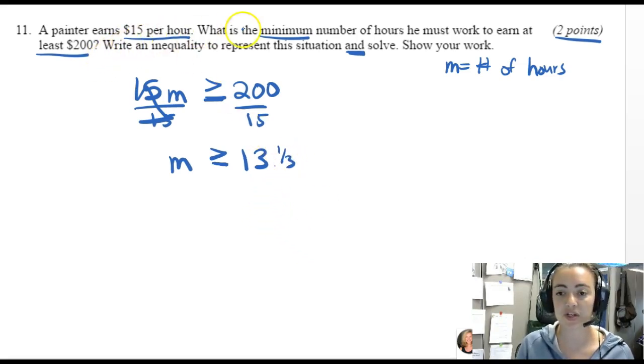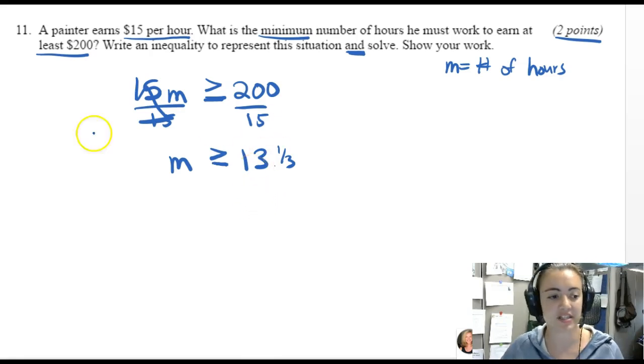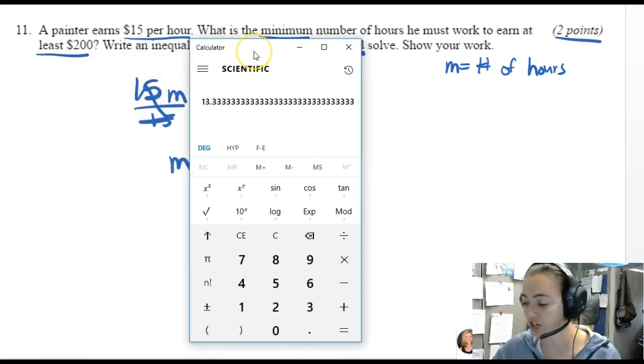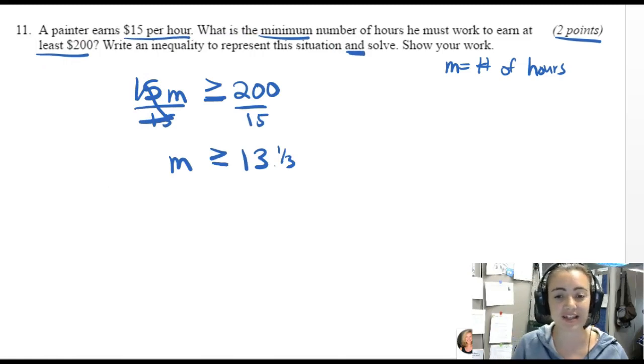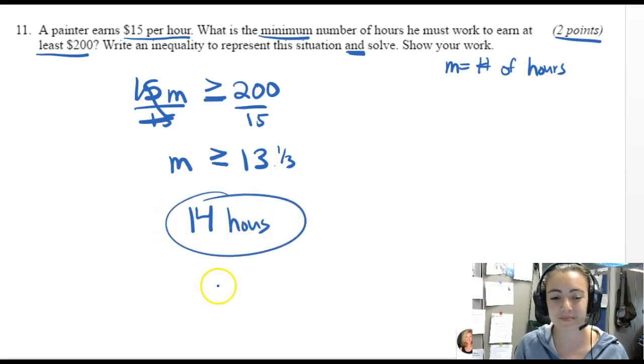Now since it says what is the minimum number of hours that he must work, well, if he works 13 hours, does he make enough money? Let's see. We can think about it, and then you can kind of check. Well, if he works 13 hours at $15 an hour, it's $195. It doesn't quite work, so it looks like he's got to work at least 14, which makes sense because it says the number of hours has to be greater than or equal to 13 and a third. So he must work at least 14 hours.